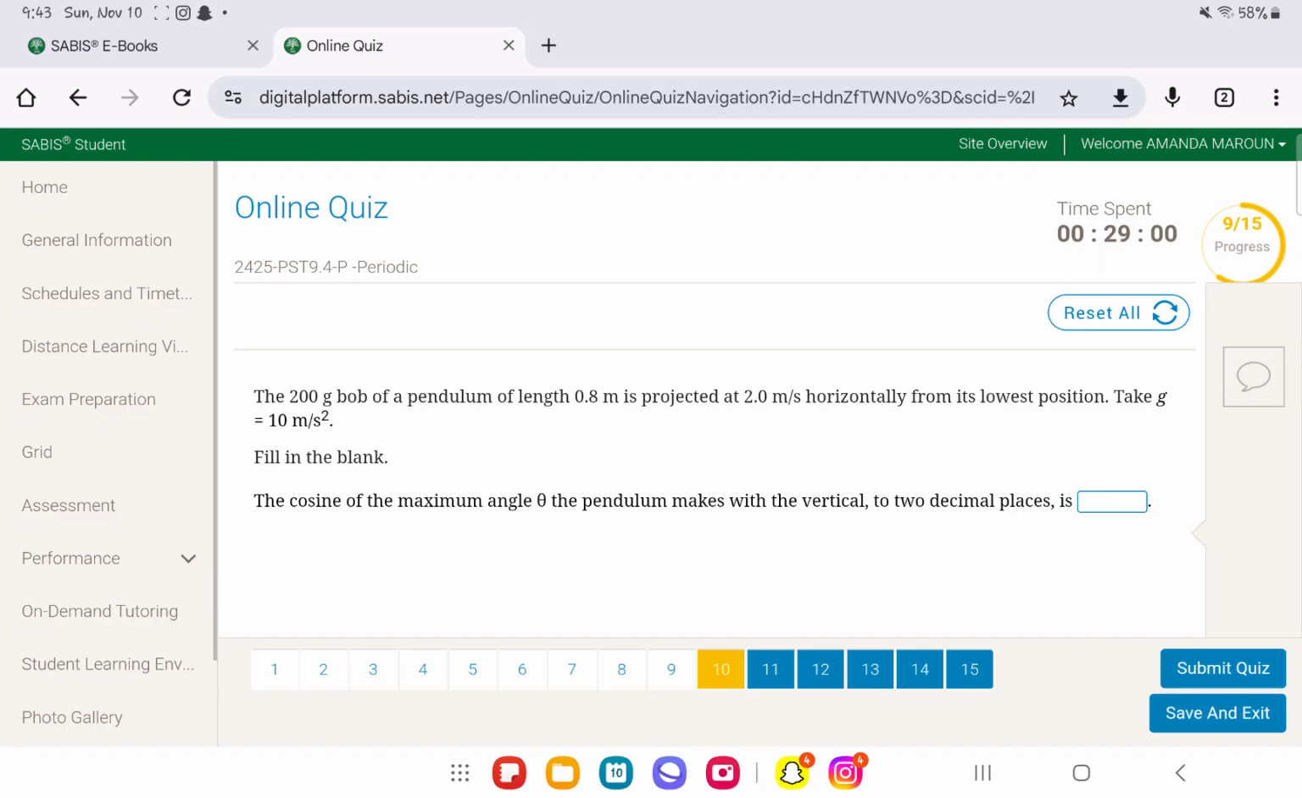So I want to explain this question over here because I found a way to explain it properly. Okay, so very simply, we have a pendulum. The pendulum started like this. They told us the length of the pendulum is 0.8 meters. They need us to find the cosine of the maximum angle θ the pendulum makes with the vertical.